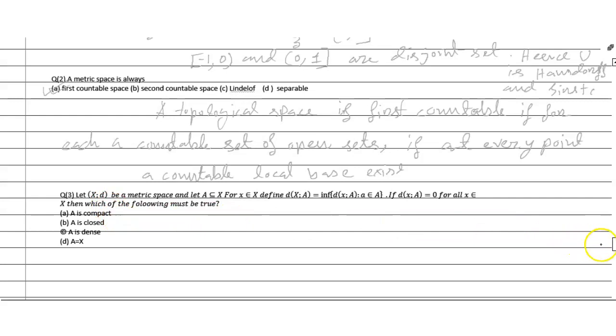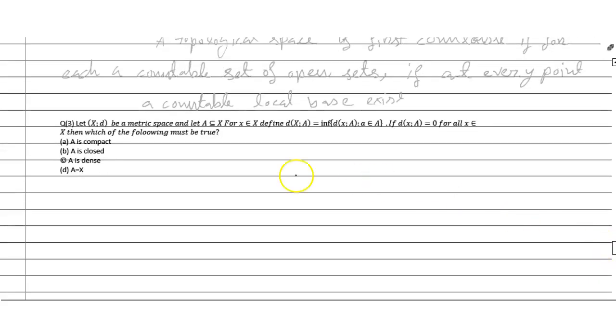Number 2. Let (X, d) be a metric space. Let A be a subset of X and x belongs to X, and d(x, A) is the infimum of d(x, a) where a belongs to A. If d(x, A) equals 0 for all x belongs to X, then which of the following must be true? So friends, this problem is coming from CSIR NET examinations.